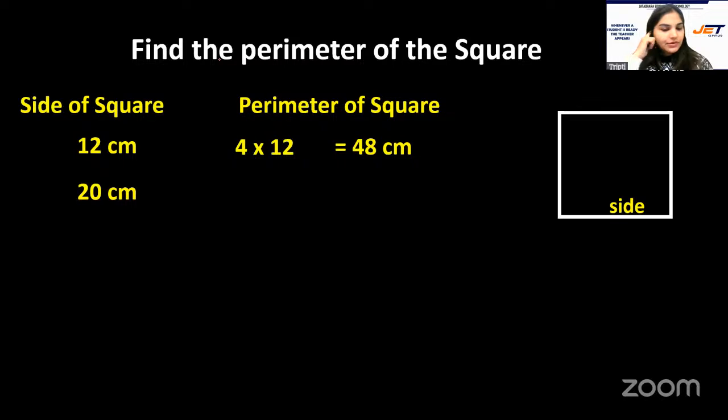Next one is this, 20 centimeters. 20 centimeters is the side of the square. So here 4 times 20 is 80. 80 centimeters is the perimeter of the square.